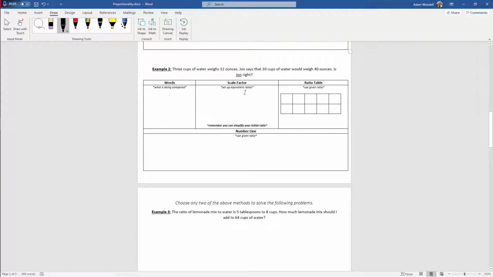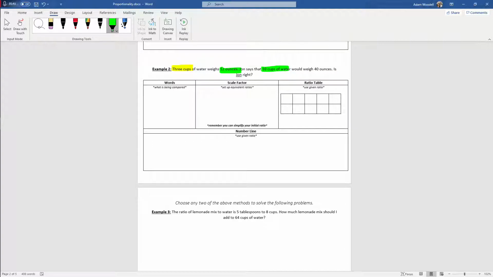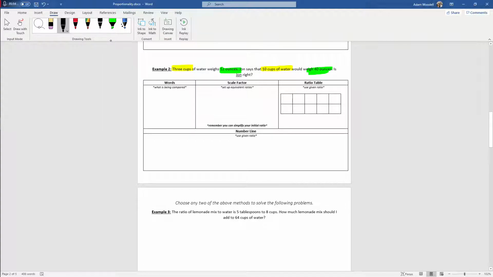Example number 2. 3 cups of water weighs 12 ounces. So I'm going to say 3 cups of water matches up with 12 ounces. Cool. John says 10 cups of water, make sure I'm matched up, 10 cups of water would weigh 40 ounces. Is that true? Well, I don't know. Let's find out. What 2 things am I comparing here? Looks like cups and ounces. So stick with your word ratio first, cups, and then I'm just going to simplify ounces to OZ.